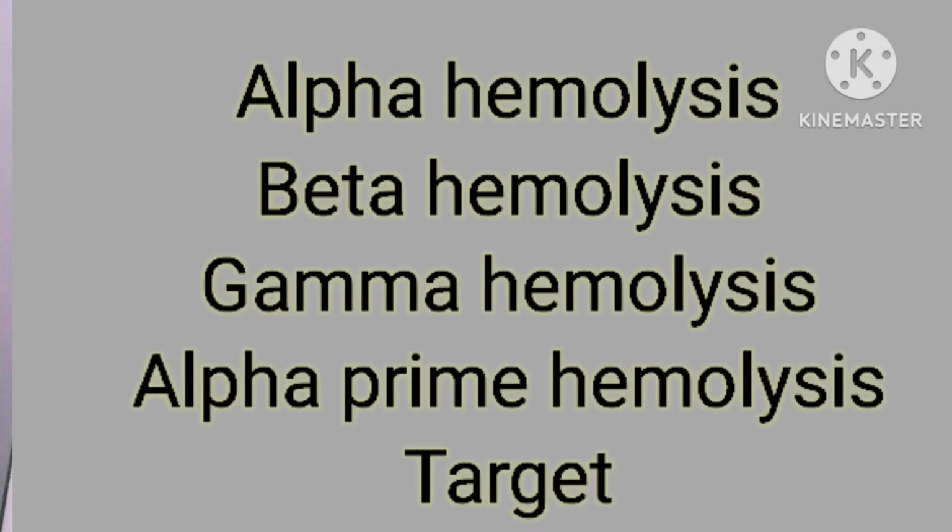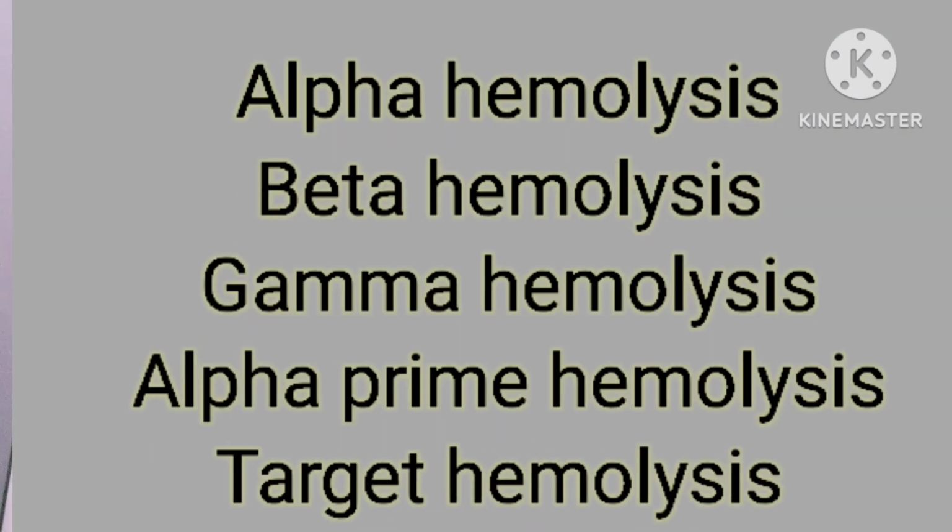Hi everyone. Let me tell you about the types of hemolysis shown by bacteria on blood agar. The common types of hemolysis shown by bacteria are alpha hemolysis, beta hemolysis, gamma hemolysis, alpha prime hemolysis and target hemolysis. What is alpha hemolysis?